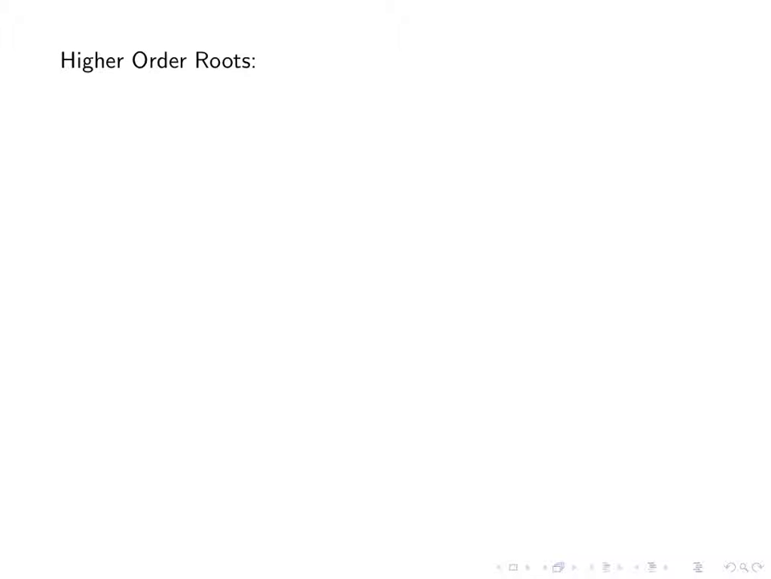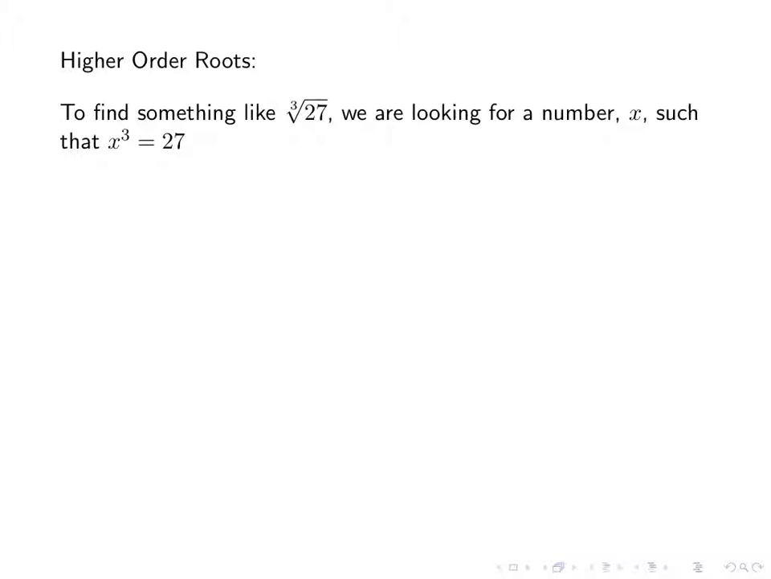The next thing we're going to talk about just for a moment are higher order roots. So a higher order root is something that's bigger than the square root, something like the cubed root, the fourth root, the 10th root. So we're going to look at the cubed root for a moment. To find something like the cubed root of 27, we're looking for a number, let's call it x, such that x cubed is 27, or x times x times x is 27.